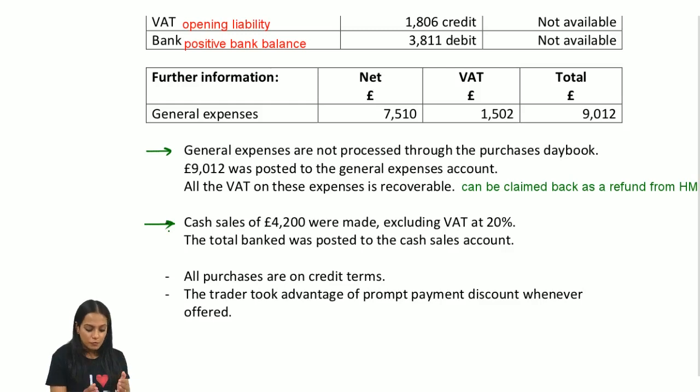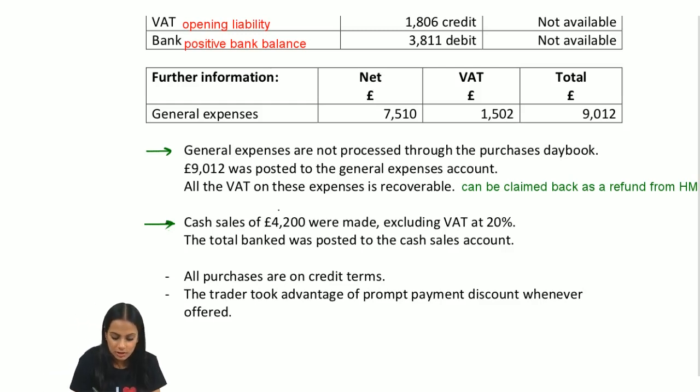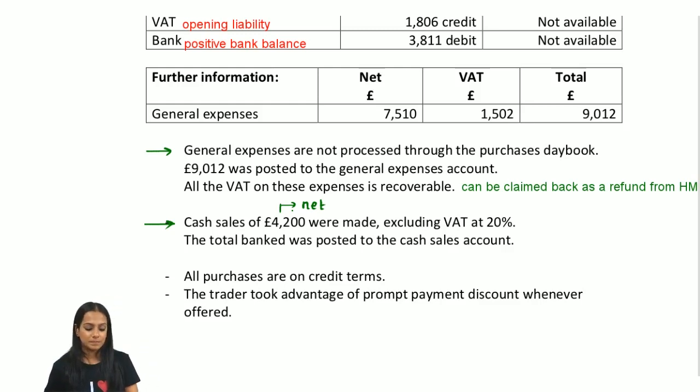If you make cash sales, you're going to be charging VAT on the goods that you sell. So the 4,200 here, ladies and gentlemen, is representing the net amount. So to get the total amount you received from your customer, you would do the 20% on top of 4,200.